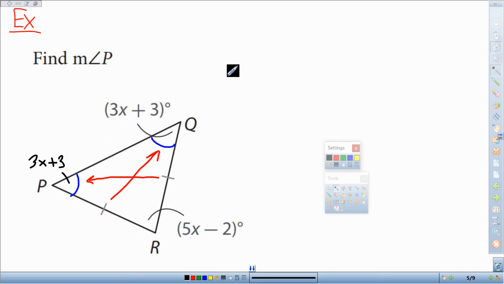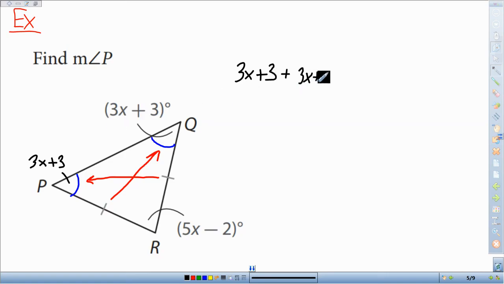Let's go ahead and do it. So 3x plus 3, this angle, plus this angle, another 3x plus 3, plus this angle, 5x minus 2. Notice when I'm making my equation, I'm not using the parentheses or the degree symbols. We know those three angles add up to 180 degrees. That is the hard part, kind of realizing that. So this is still, again, using information that we learned in the past. It's just requiring a little bit more out of us.